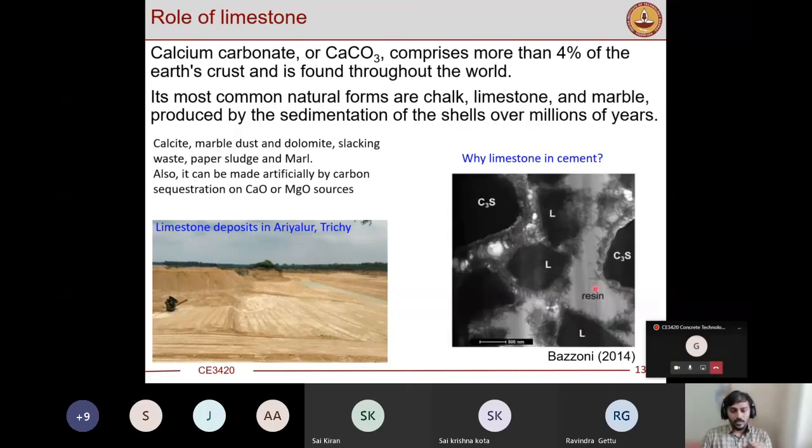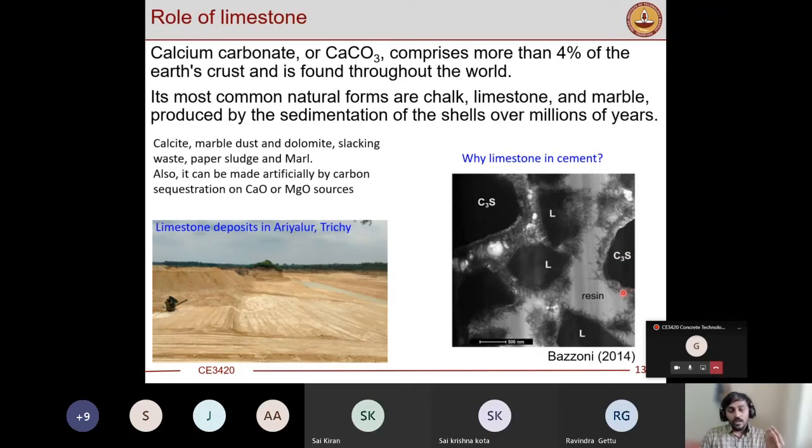For example, here I have given one of the transmission electron microscope images, which is a higher version of a scanning electron microscope. You can see the scale here. It's about 500 nanometers, so we are looking at nanoscale reactions. The two dark black regions which you see here are C3S grains. When you mix with water, obviously your clinker phases produce CSH, which is around this region, right?